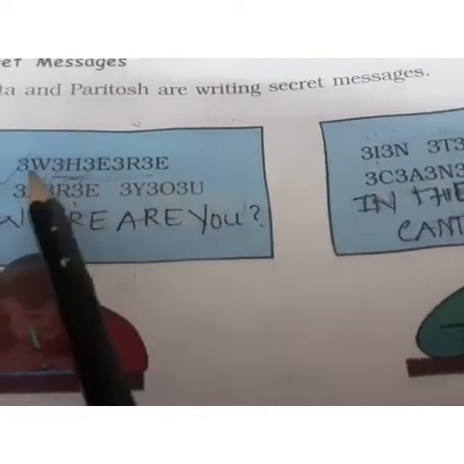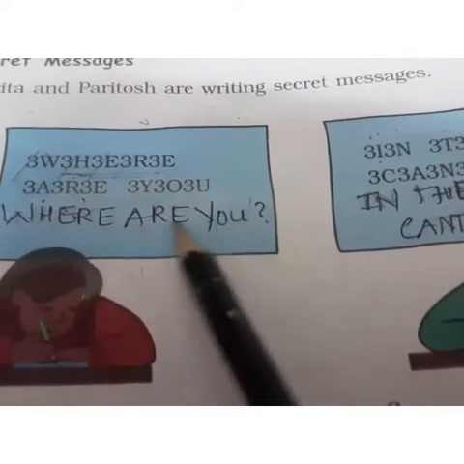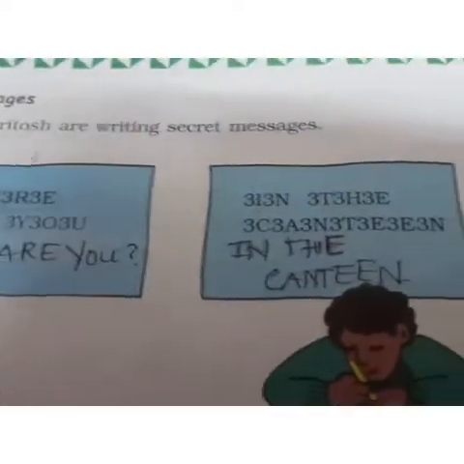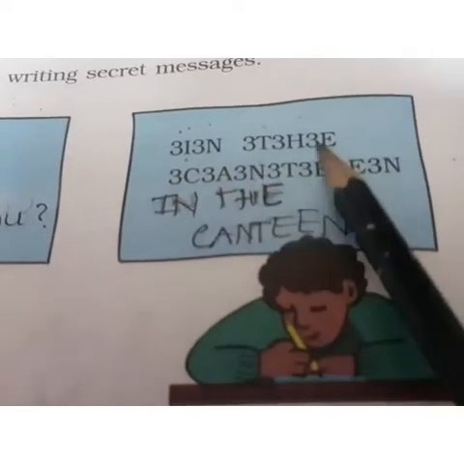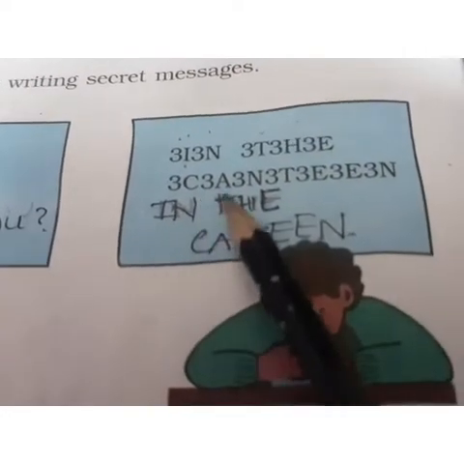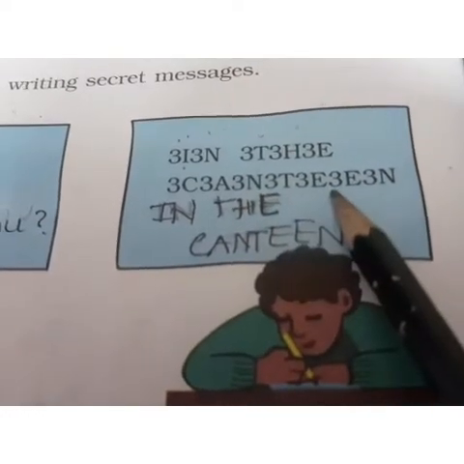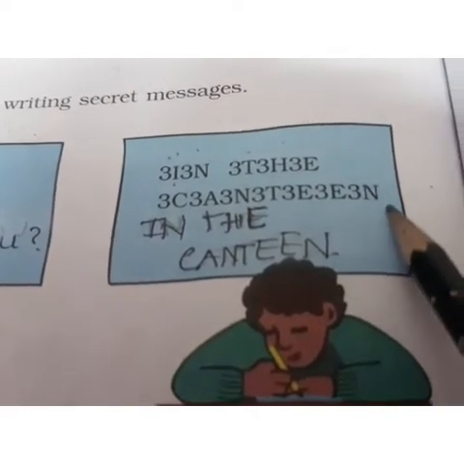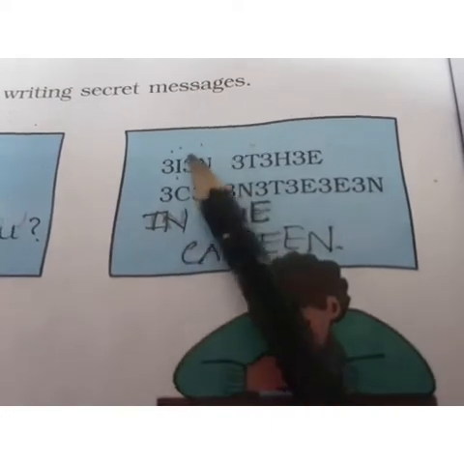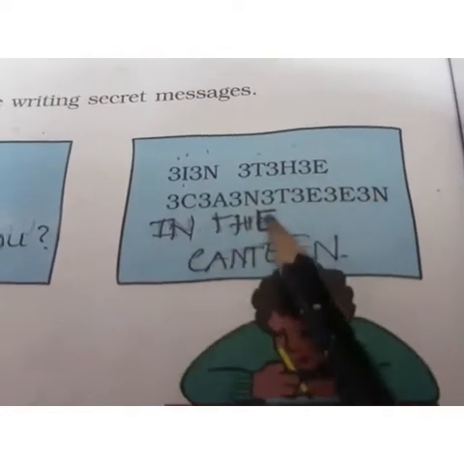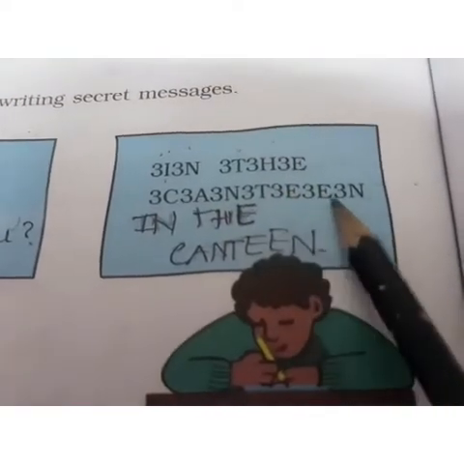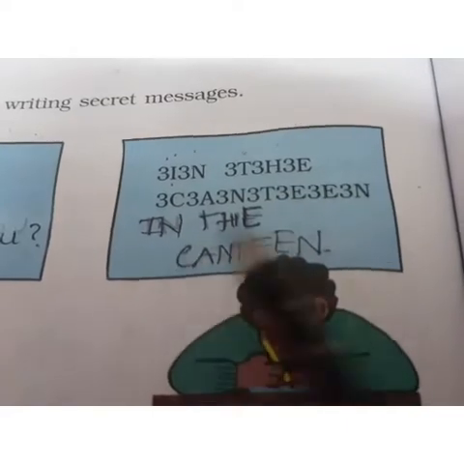Remove all the numbers, you will get the alphabets, and those alphabets you have to write and find out the message. Now here again, 3I, 3N, 3T, 3H, 3E, 3C, 3A, 3N, 3T, 3E, 3E and 3N. So IN, in, THE, the, in the, CAN, can, TEEN, teen. I am in the canteen. So this is what they have written.